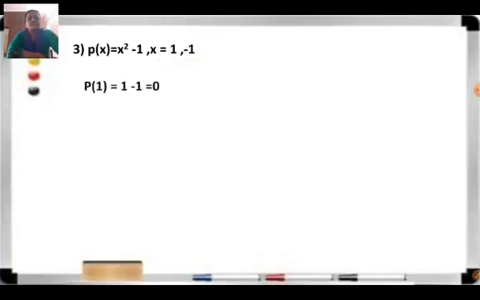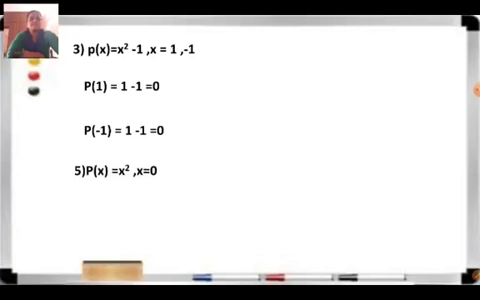See the steps then. We will find the P of 1 value. If you substitute x as 1, then 1 square minus 1 equal to 0. Similarly, if I substitute x as minus 1, what am I getting here? Minus 1 square is again 1, and 1 minus 1 is 0. That means for both the values I am getting the answer as 0. Therefore what can we say? 1 and minus 1 are both zeros of the polynomial.